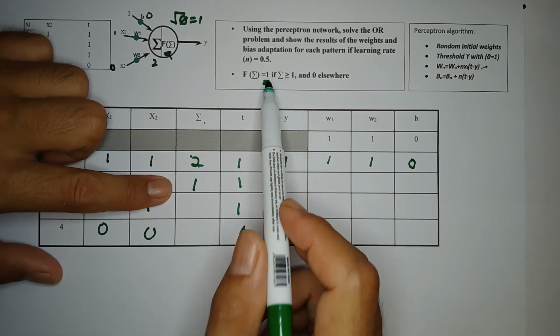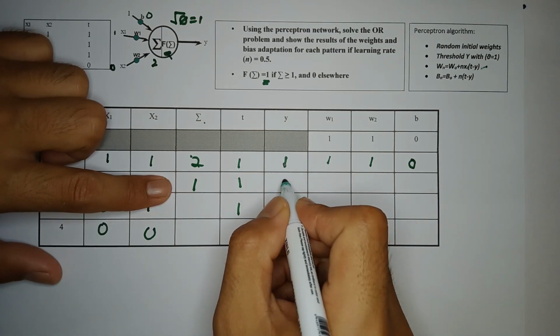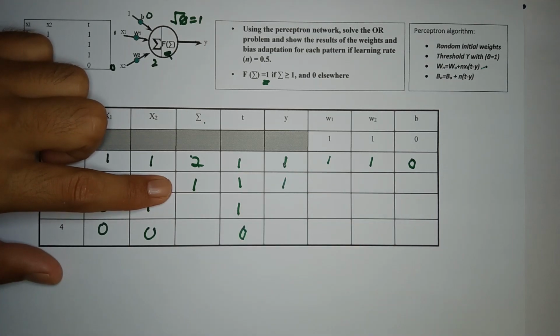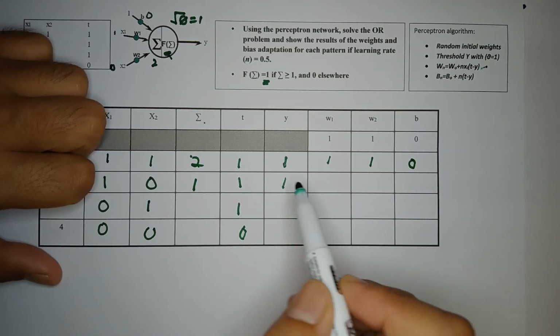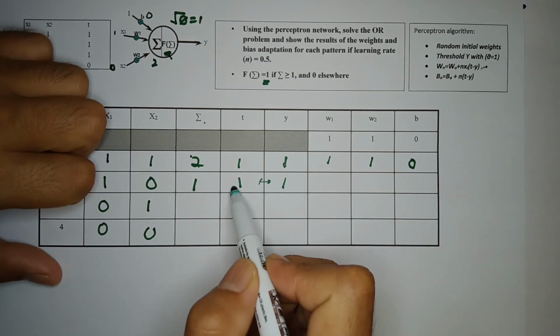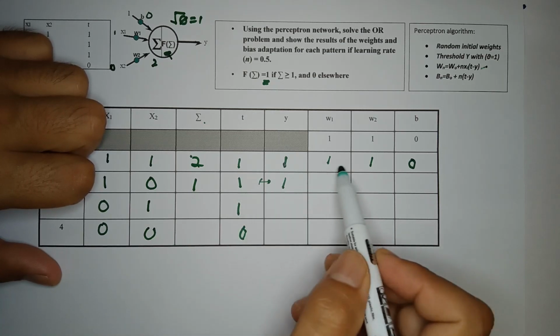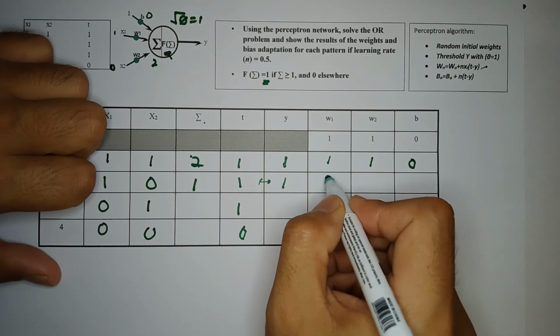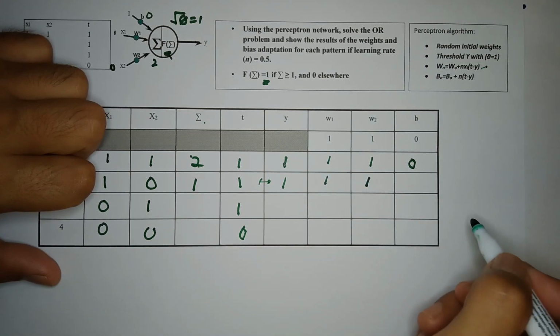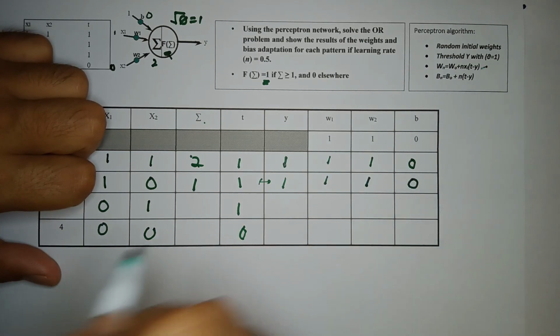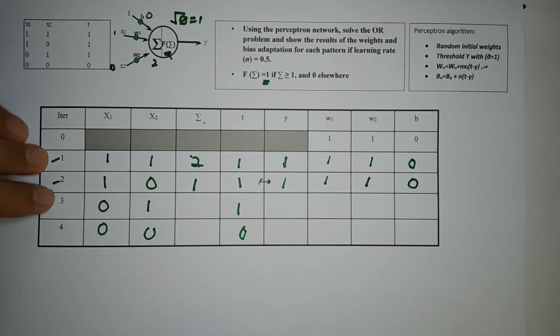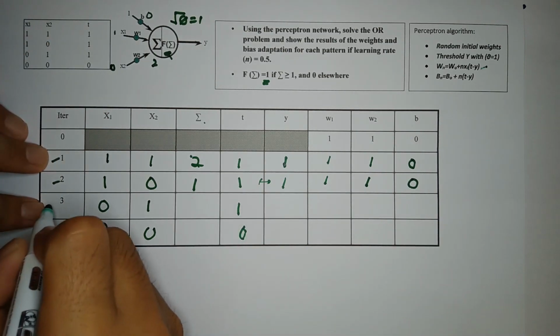Since the value here is equal to 1, our neuron will be fired up, so the output will be equal to 1. The same thing: since the predicted output is the same as the target, we can straight away take the same value of weight and also the same value of bias. So let's move on to the third iteration.